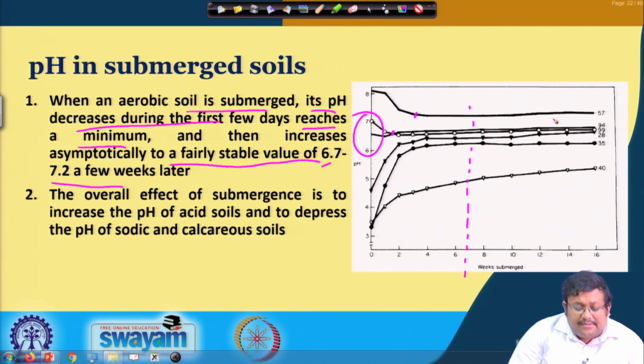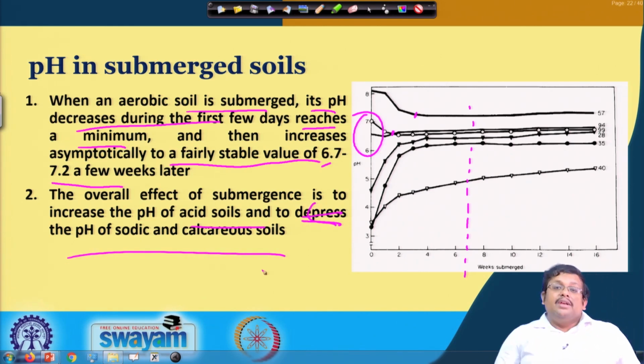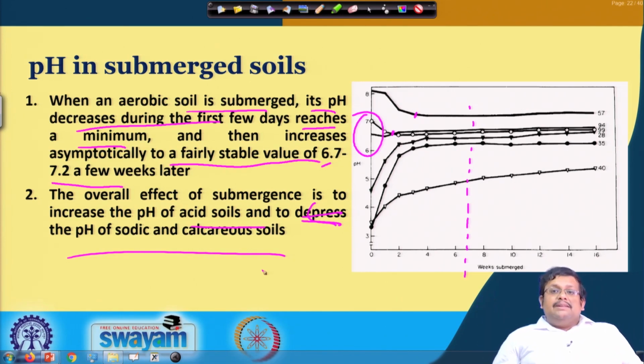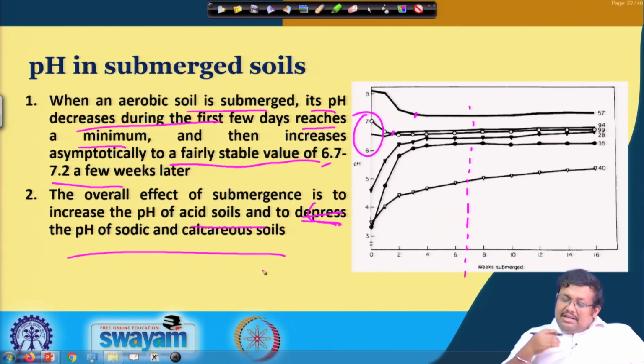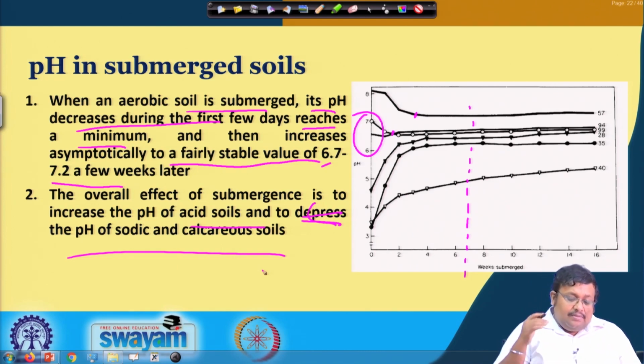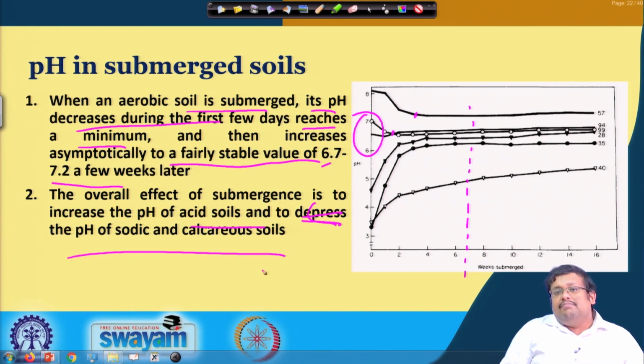Now, the overall effect of submergence is to increase the pH of acid soil and to decrease the pH of calcareous soil. It decreases or depresses the pH of sodic or calcareous soil. This is the general trend. When you submerge a previously aerobic soil, if the soil is acidic, its pH will increase and reach a stable condition, and if the soil is previously sodic or calcareous, the pH will decrease and show stability.